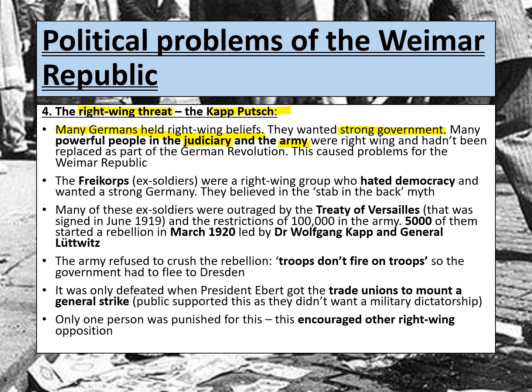Of course, this caused problems for Weimar because it meant that these people did not support them. Instead, they wanted a return of something similar to the Kaiser's rule. And we also know that the Freikorps as a group were right-wing. We know they hated democracy and they wanted a strong Germany.